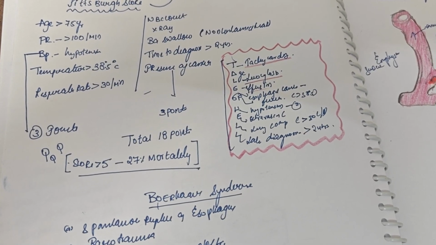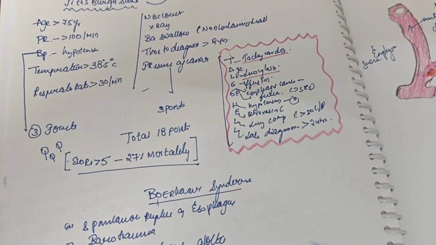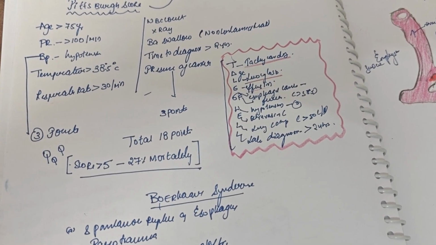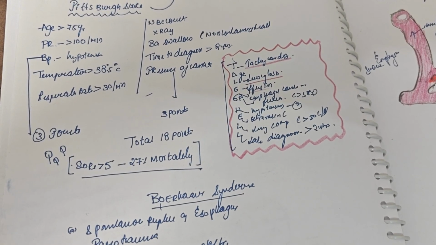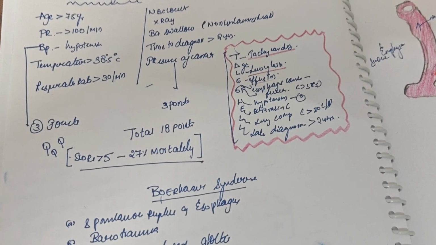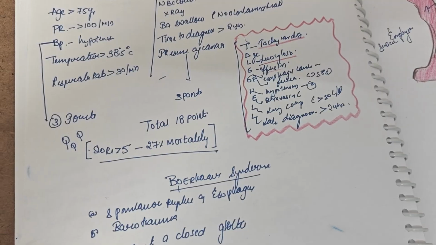Now, if you add them up, some conditions give you 2, some give you 3, and in total you have 18 points. Say, for example, you have a Pittsburgh score of more than 5%, and it is 27% mortality. 27% mortality, which we need to understand.